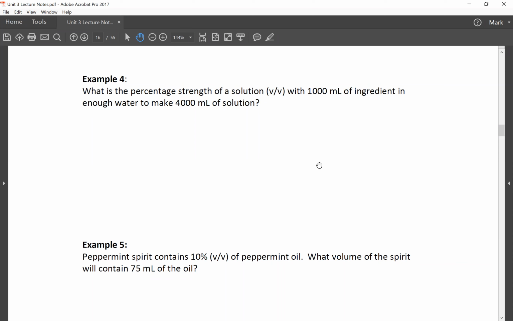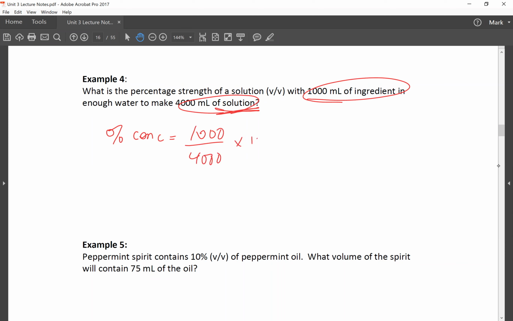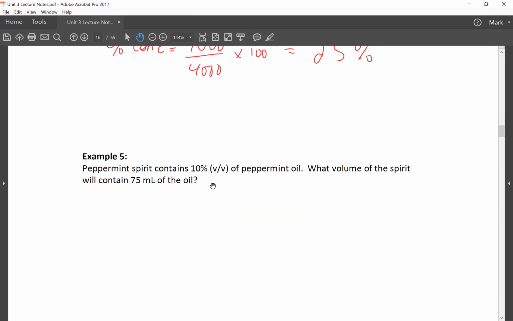All right, number 4. What is the percentage strength of a solution with 1,000 milliliters of ingredient in enough water to make 4,000 of solution? So same thing, right? This is a solution. So the percentage concentration is 1,000 over 4,000 times 100. That's it. So this would be 25%. Pretty easy.